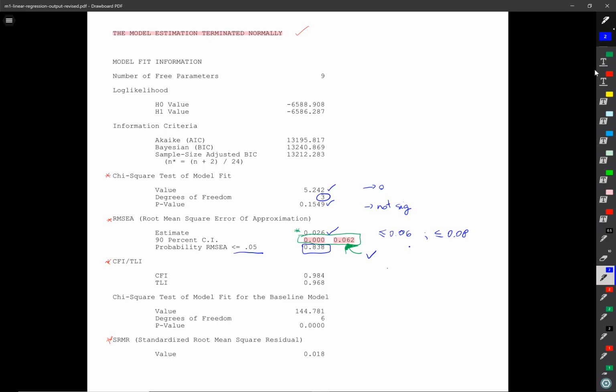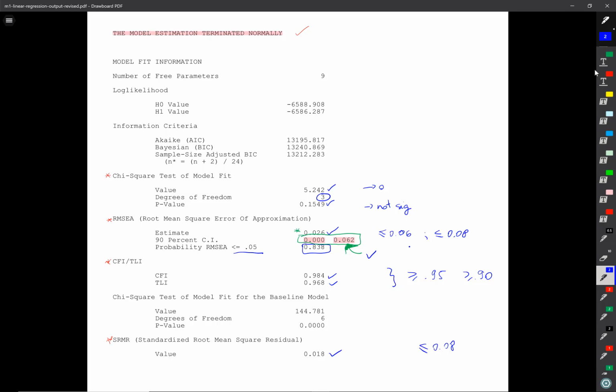Now the CFI and TLI have the same thresholds and we would like them to be above 0.95 or at least above 0.90. In this case they both make those thresholds, so 2 tick marks here. And finally for the SRMR we would want that value to be below 0.08, which it is, so excellent. So all of our fit indicators meet the thresholds, which is wonderful. We have good model fit.